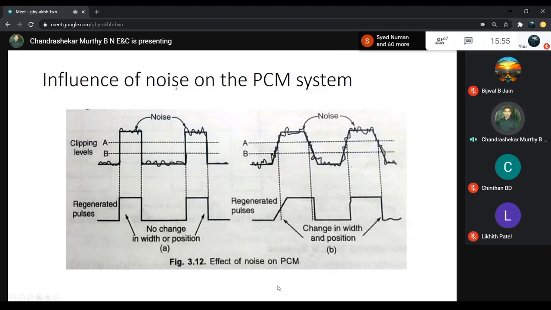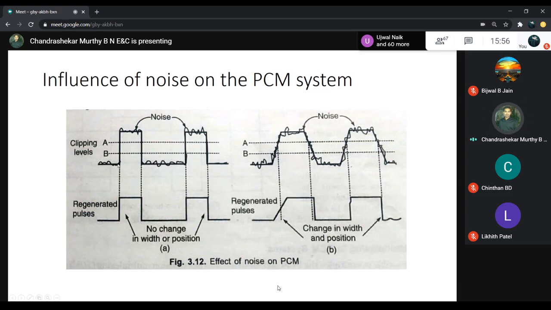So here, the influence of noise on the PCM system. We are comparing, because it is pulse code modulation, with respect to other types of modulation like PAM, PWM, PPM. So in the first case, as you can see here, in figure A.